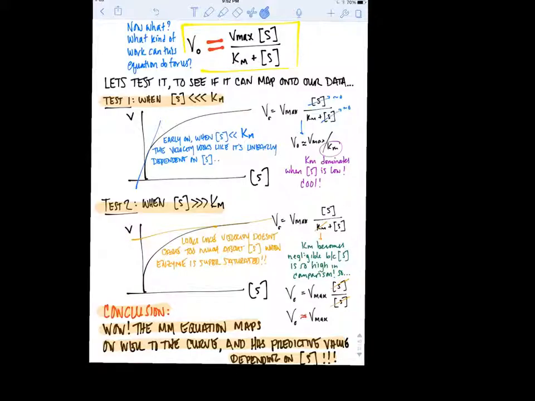So in other words, down here, I forgot to say, the velocity is more described by the Vmax when S is high. So in other words, it's working. Okay, so wow, the Michaelis-Menten equation maps on well to the curve, and it has predictive value depending on the S.